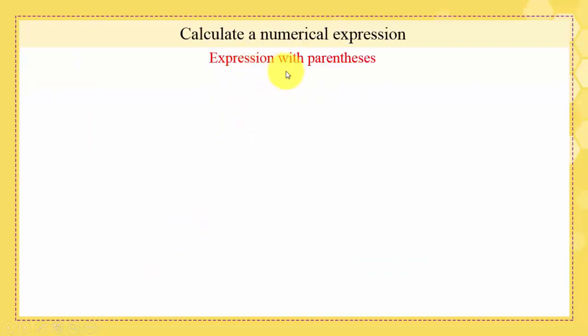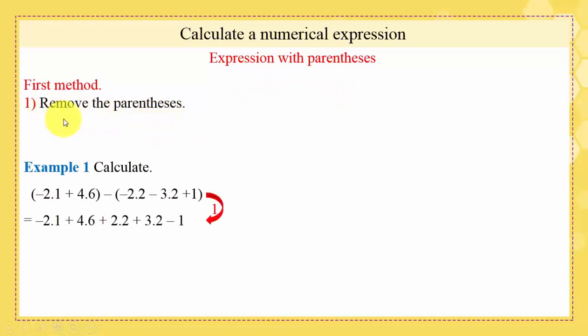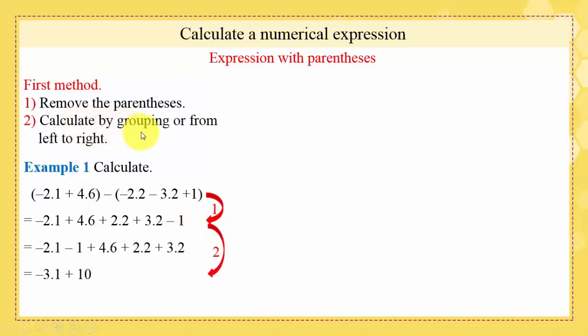Now expressions with parentheses. Now the expression has a parenthesis. First method, you should remove the parentheses. As we said, if it is preceded by plus, it remains the same. If it is preceded by minus like this, you should change all the signs. Second step, calculate by grouping or from left to right.